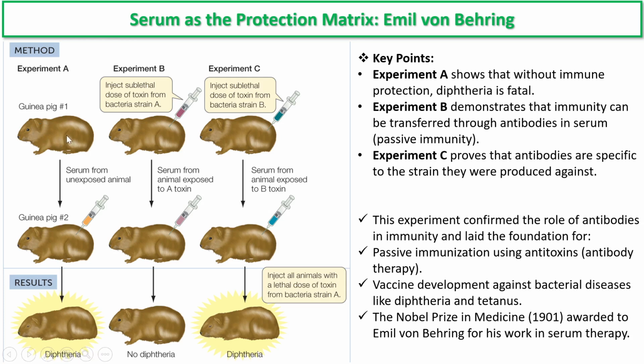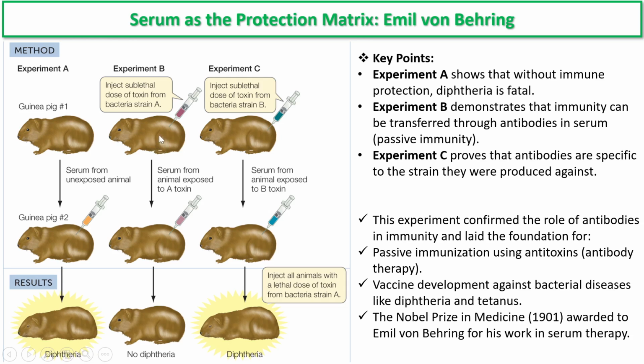So after some days, this particular scientist, Emil von Behring, isolated serum from this animal, guinea pig 1, and injected this serum into guinea pig 2. It is healthy. The healthy serum is getting injected into a second healthy guinea pig. And in experiment B, what is happening here? He injected some toxin from bacterial strain A. This first guinea pig is already getting infected with bacterial strain A. He has got infection from bacterial A. So his body is developing toxins with respect to this strain A. Its body is developing toxin A.